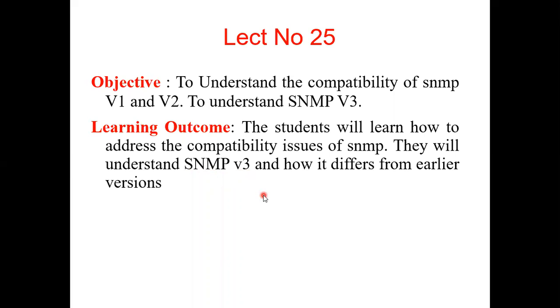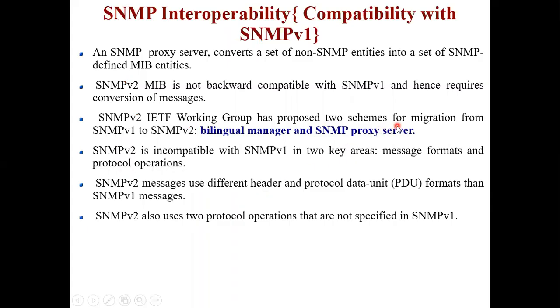Okay, so what was the compatibility issue of version 1 and 2? The version 2 MIB had an extension, the database was increased. So that MIB was not backward compatible with SNMP version 1. Hence we required the conversion. So two methods were proposed. You should know these names: one was the bilingual manager and the second one is the SNMP proxy server.